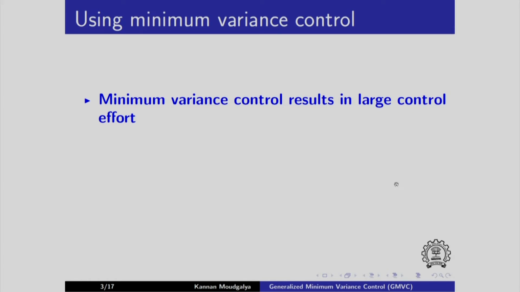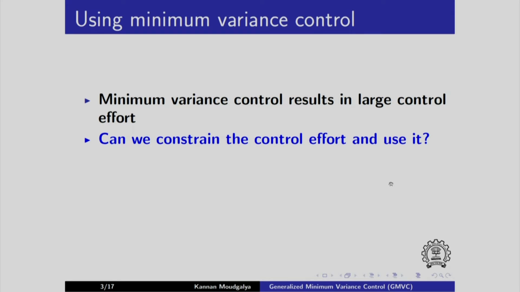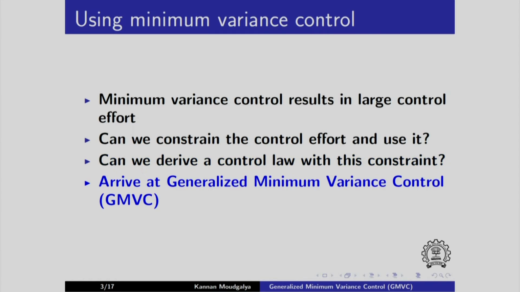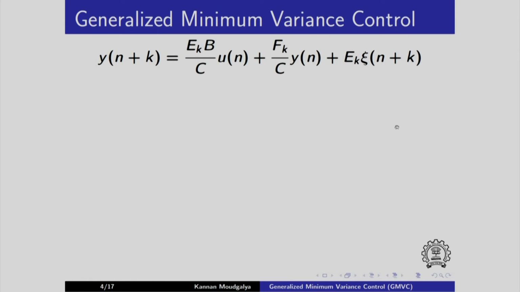Minimum variance control results in large control effort. The question is, can we constrain the control effort and use it? Can we derive a control law with this constraint? We arrive at the method of generalized minimum variance control.